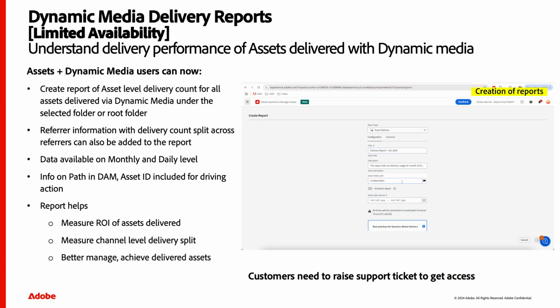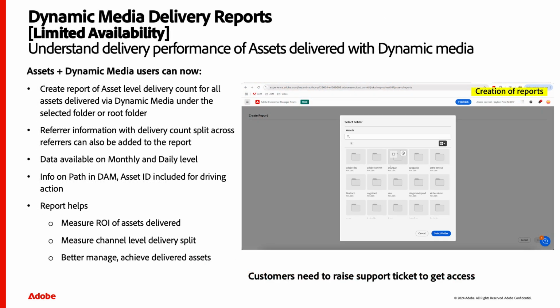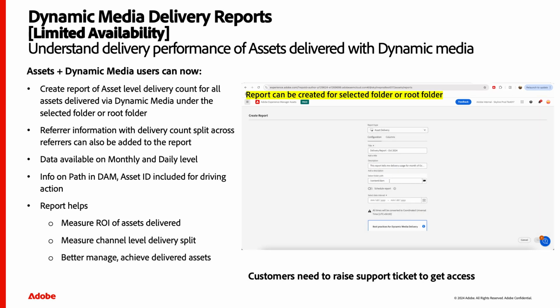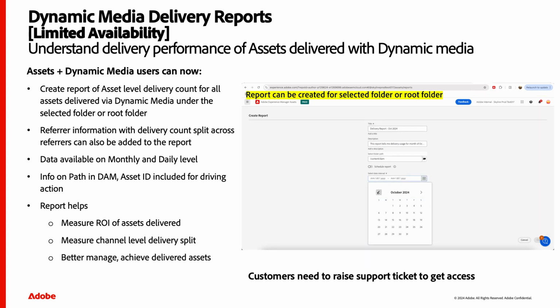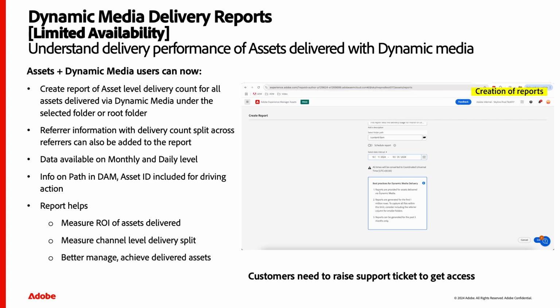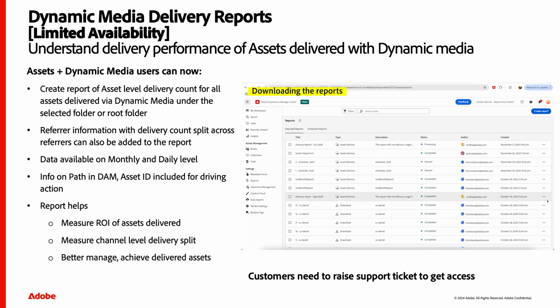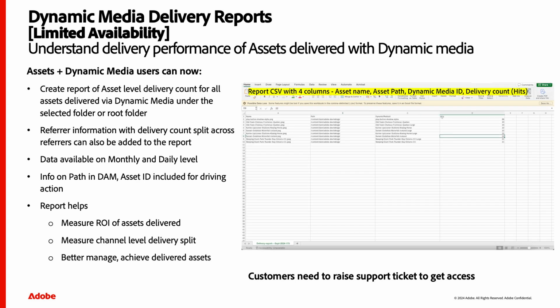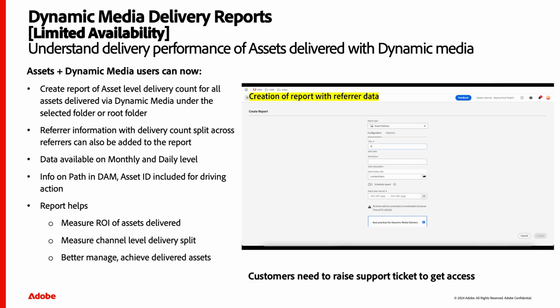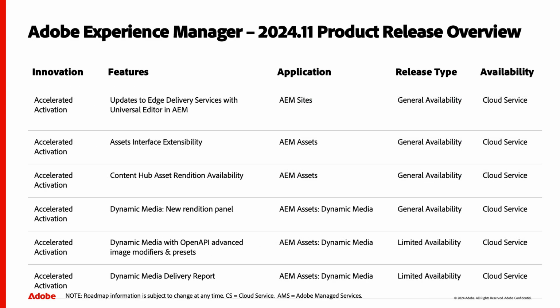And finally, the Dynamic Media team have introduced new delivery reports, allowing you to understand the performance of your assets when they're delivered via Dynamic Media. These reports are easy to set up by defining the path of the assets you'd like to report on, as well as the date range. Once you do that, you can go ahead and understand the ROI of the assets, how many times they download, referrer information, and a lot more detail. Again, this is a limited availability option, but raise a support ticket and the team will allow you to get access.